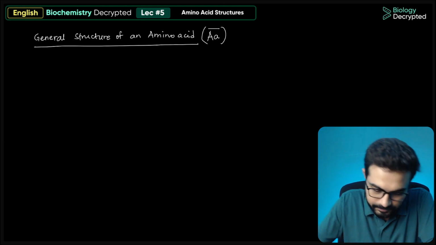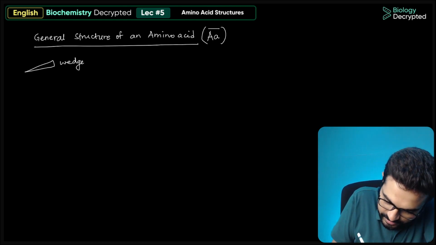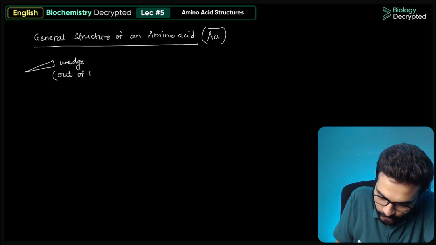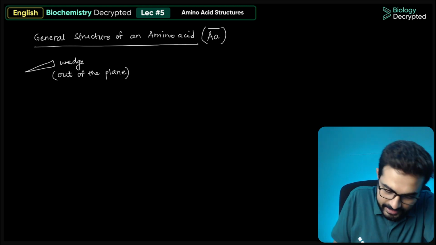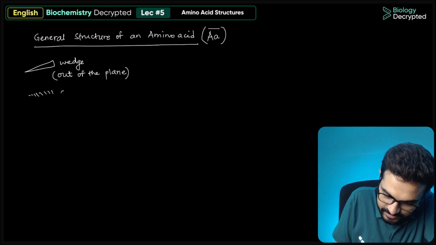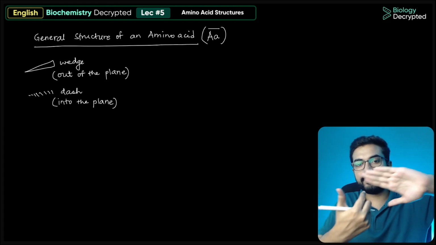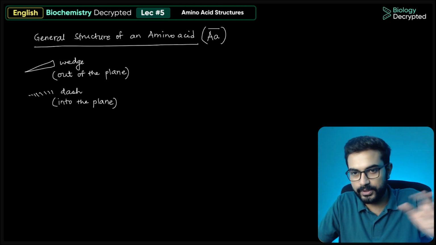Now, you need to know that this is a wedge and this represents a bond that is out of the plane. That is, if this is the plane, it is coming towards you. And if there's a dash, then it is into the plane. That is, if this is the plane, this is going away from me. So this is the basic meaning of wedge and dash. We have already referred to it multiple times.